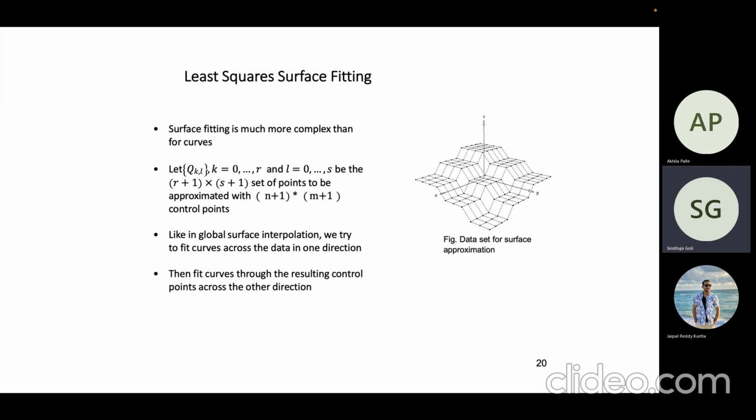Next, we have least square surface fitting. So this is much more complex than that of curves. Let q k comma l, with k equal to 0 till r and l equal to 0 till s, be the r plus 1 into s plus 1 set of points to be approximated with n plus 1 into n plus 1 control points. Like in global surface interpolation, we try to fit curves across the data in one direction and then fit curves through the resulting control points across the other direction. So the picture is a data set for surface approximation.